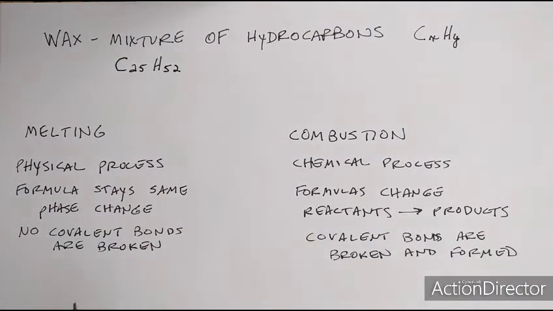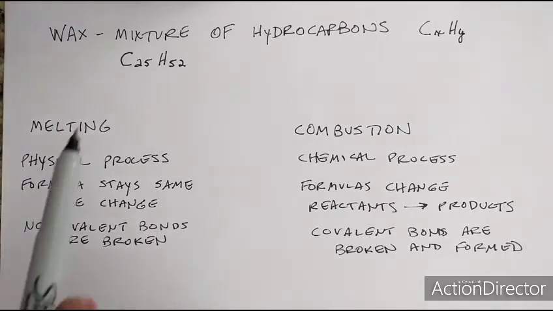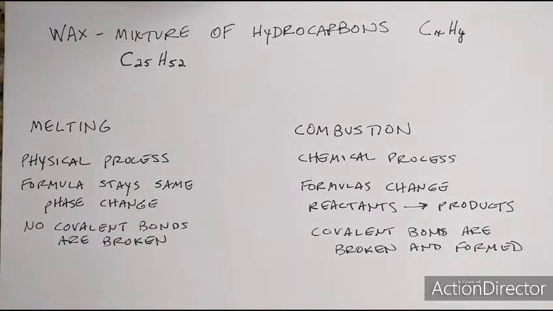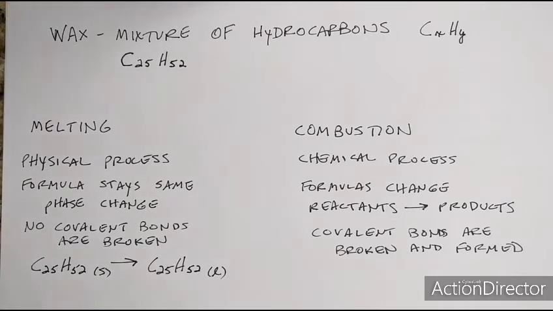So let's write a chemical equation that describes our melting process for our representative wax compound. So that would be C25H52 solid. When we melt it, it becomes C25H52 liquid. Our formula stays the same. Our phase changes from solid to liquid.